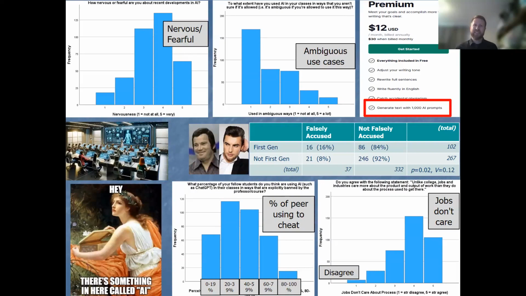So this is just a taste of some of the things I've been studying across a few different studies. But the takeaway here is that students are in this worried and uncertain space right now.